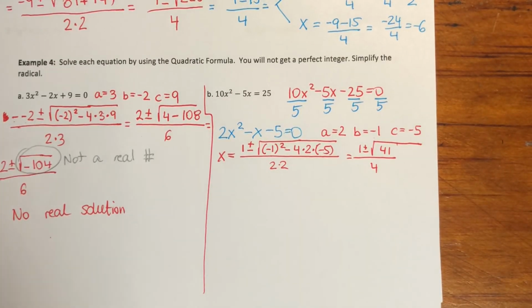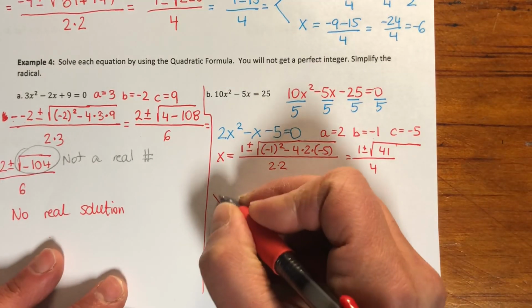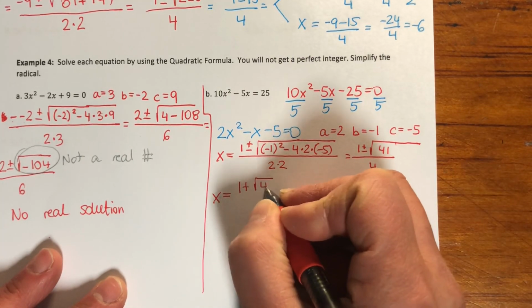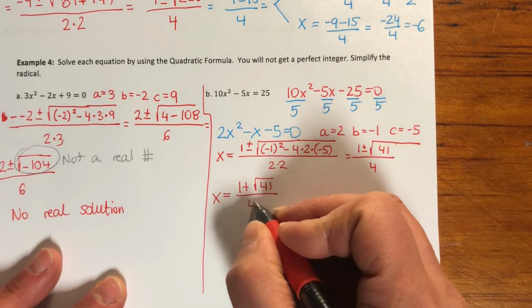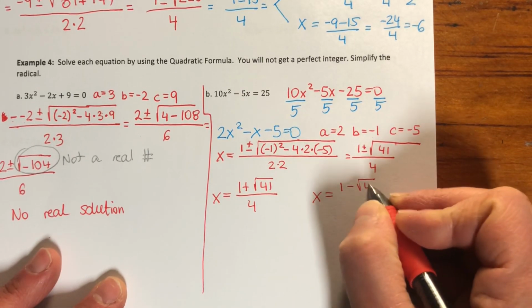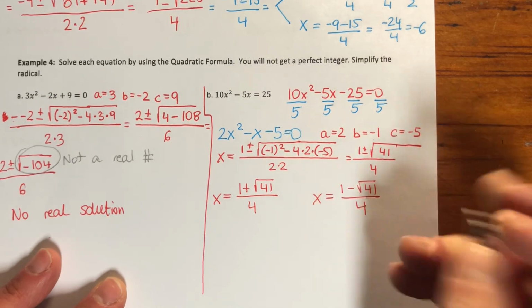So what I am going to do is I am just going to clean this up, and I am going to make sure that my answer is written in a nice way. So my first x is going to be 1 plus square root of 41 divided by 4. And my second one is going to be 1 minus square root of 41 divided by 4.